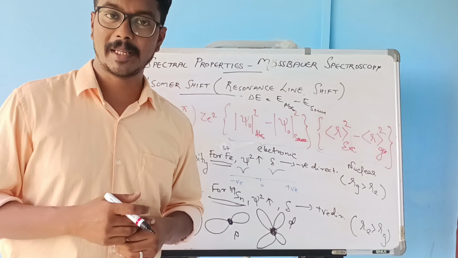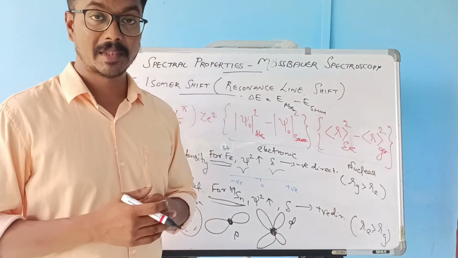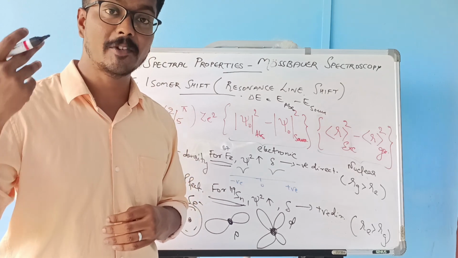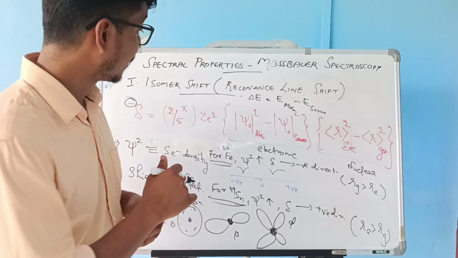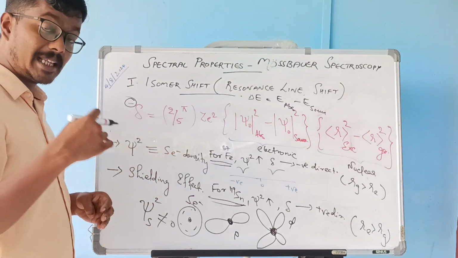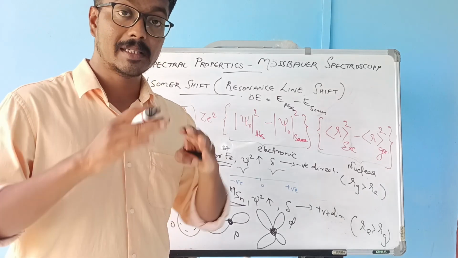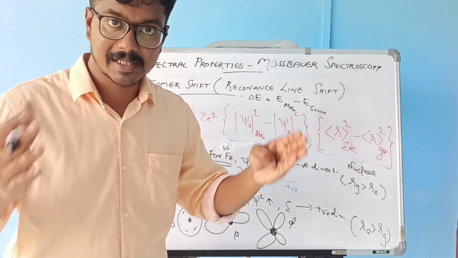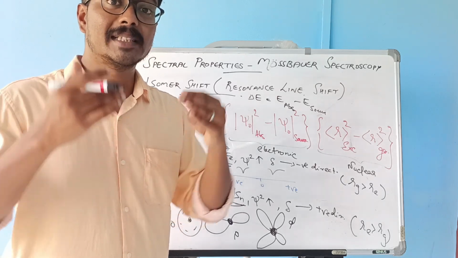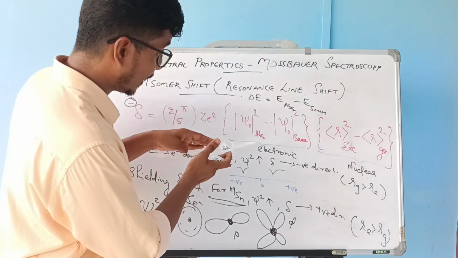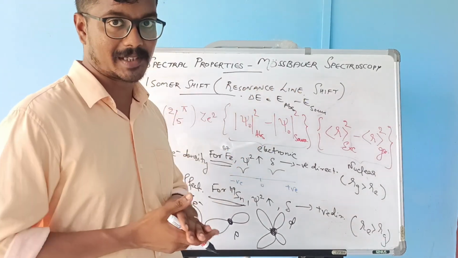If the d electron or p electron is more, it can shield the s electron, right? The d subshell can shield. The shielding effect is more, which means s electron density is lower. So if the d or p subshell is there, the d electron or p electron shields the innermost s electron. As a result, the s electron density decreases, and in the case of iron 57, the shift will be more towards the positive direction.